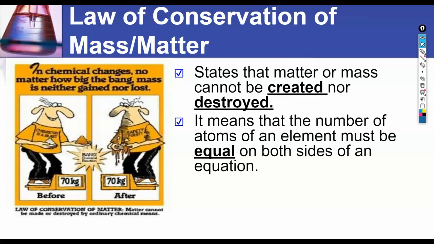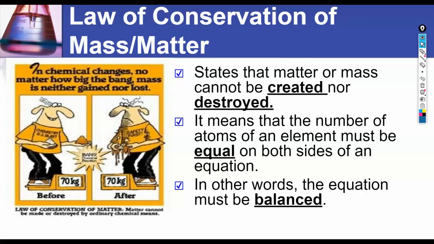So, for example, if we did an experiment with 70 grams of chemicals, then the products would also have to have a mass of 70 grams, because mass cannot be created or destroyed. We've talked about that before in past units. So in other words, the equation has to be balanced.